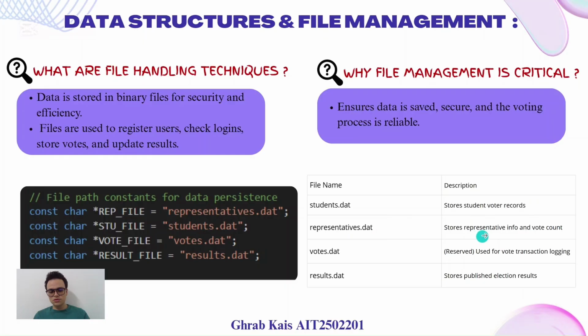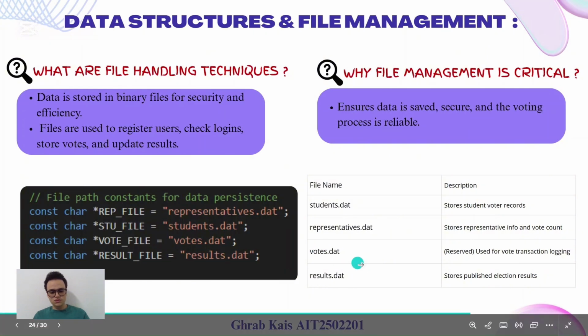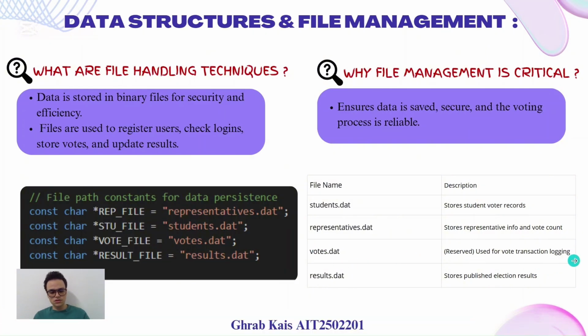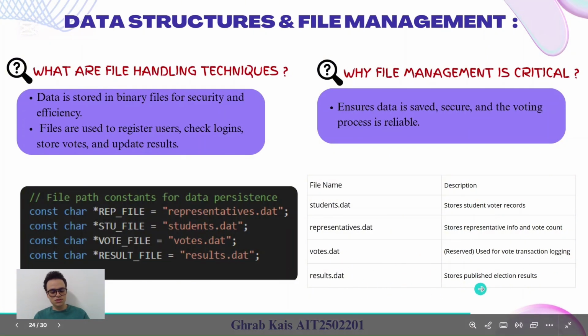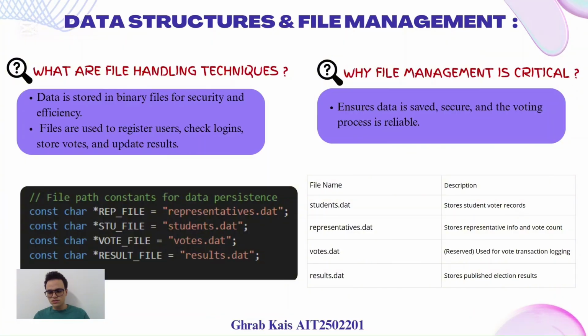representative.dat stores representative info and vote count. We also have vote.dat, which is used for vote transaction logging, and results.dat stores published election results. We use different modes: ab to append data, rb to read it, and rb+ to update records. This system ensures that logins are secure, duplicate voting is prevented, and the election process is reliable and traceable.